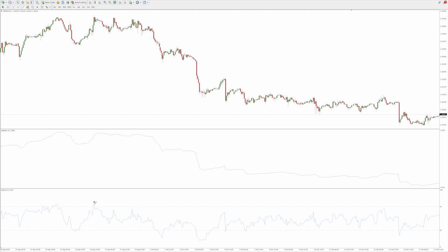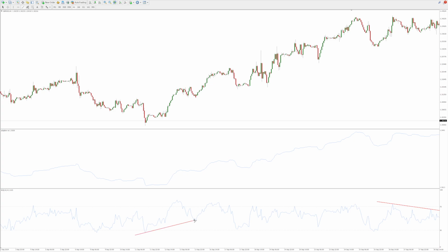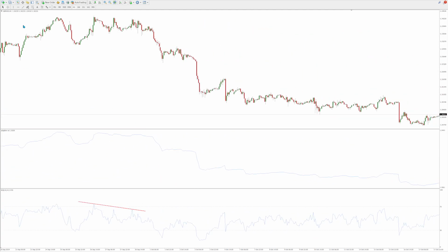In addition to the overbought and oversold zones, you also have divergence. Divergence basically means when the RSI indicator is making lower highs, it suggests that the market might be dropping. And vice versa, when the RSI indicator is making higher lows, it suggests that the market is rising. Okay? And the adaptive RSI indicator basically does the same thing.